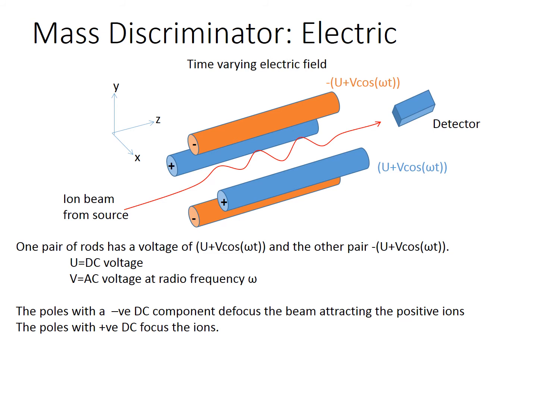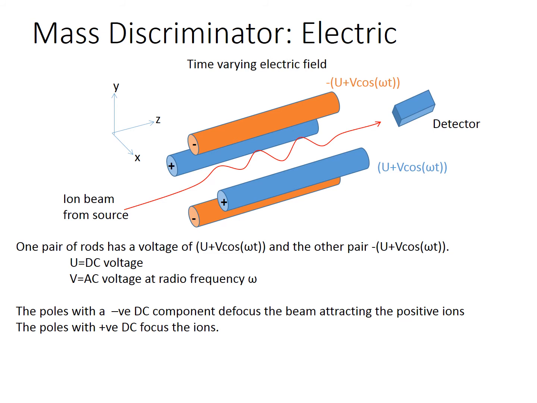Whereas with these ones, it's the opposite case. In this case, the ion beam is being pulled apart. But the lighter ions will be more determined by this alternating current. So as they get close to this rod, they'll be repelled away from it, fast enough to overcome the static charge. So these allow the lighter ions to go through, and these allow the heavier ions to go through.